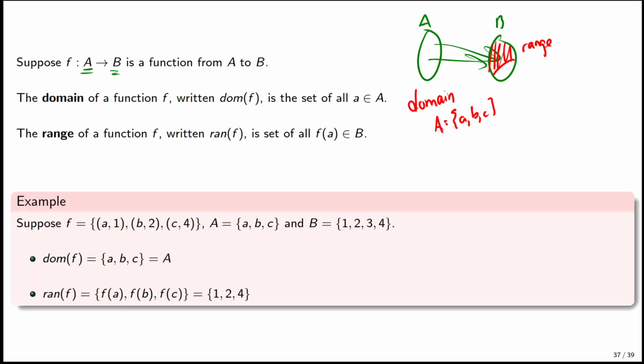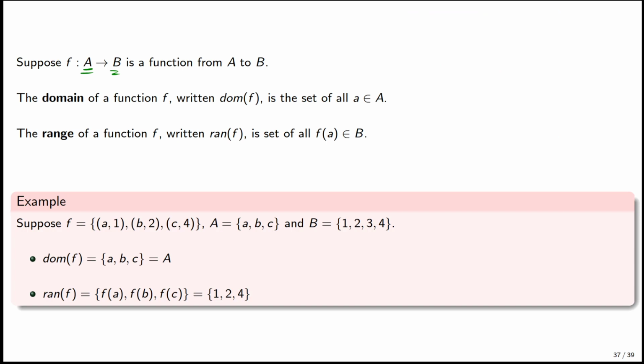So in this example here, I have another function. So I'm going to draw this out. It's the same thing. It's A, B, C in A, and I have 1, 2, 3, and 4 in B. And I'm told, okay, f is A to 1, B to 2, C to 4. So let's draw this out. A goes to 1, B goes to 2, and C goes to 4.